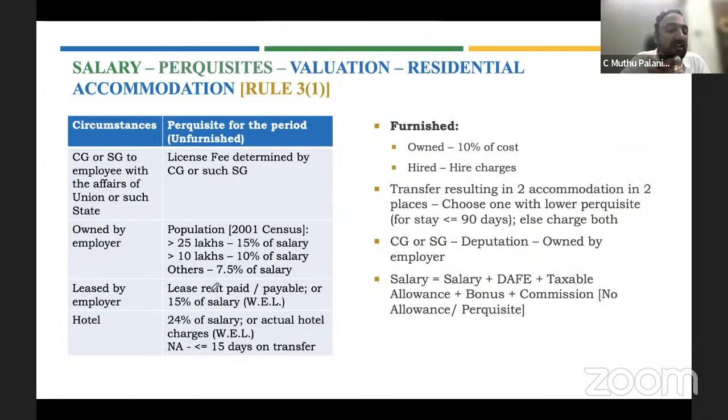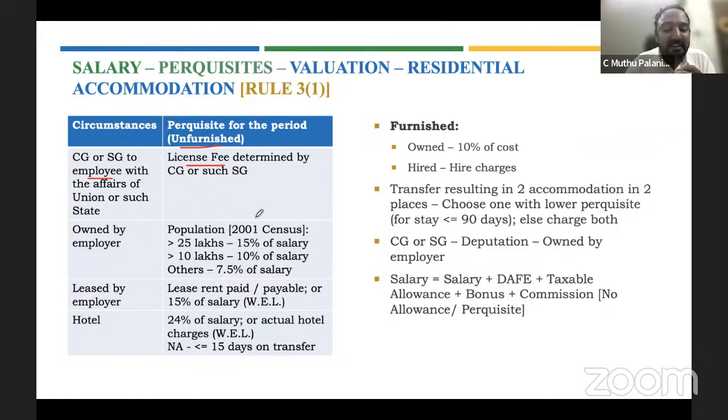First, it is for a government employee. The property could be owned by anyone, and it is given to the employee in the affairs of the union or state. So the government employee is getting a house to stay from the government itself. The license fee is determined by the central or state government. Please remember, this is for unfurnished accommodation. Whatever we are calculating is for unfurnished; we will not talk about furnished. So if you are a government employee, the license fee applies, first thing. Second, the property itself is owned by the employer.